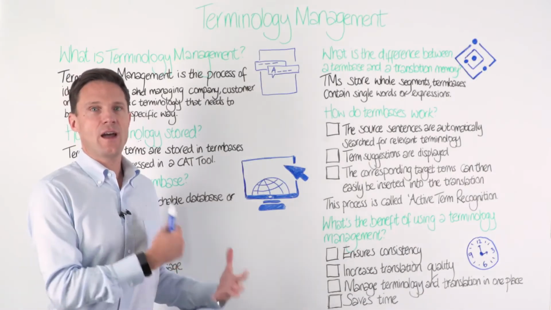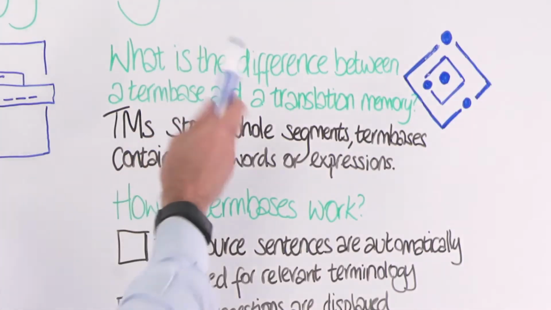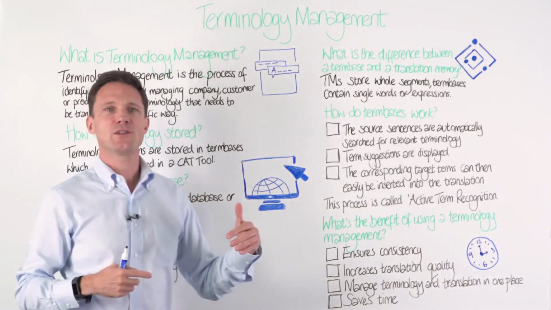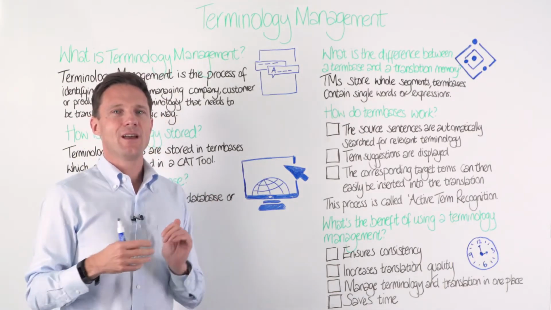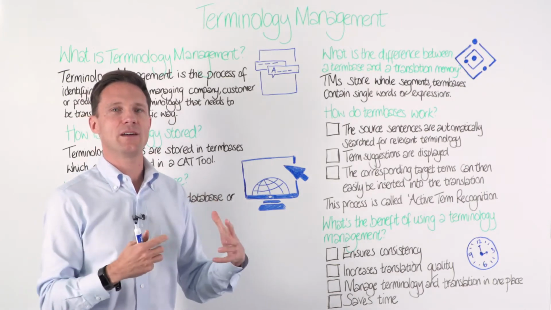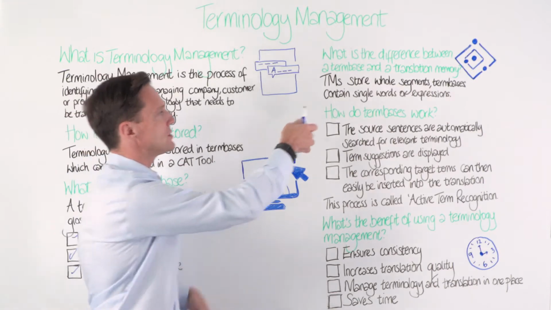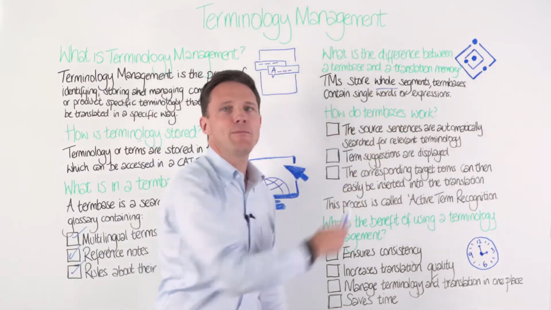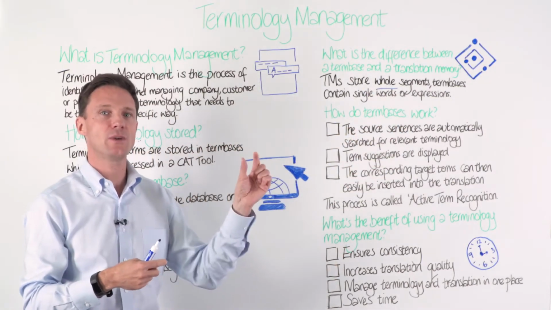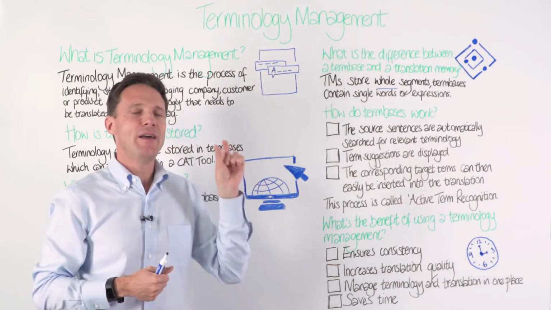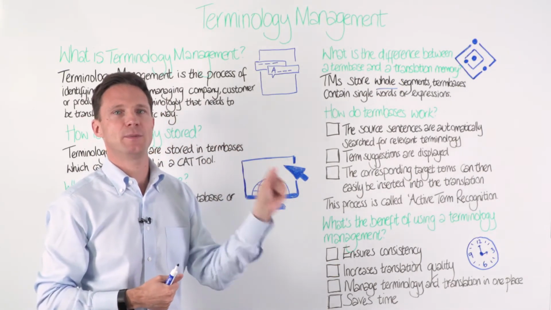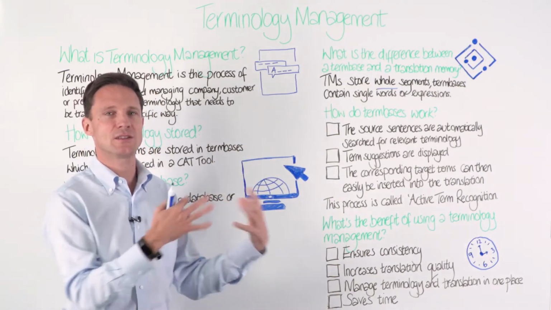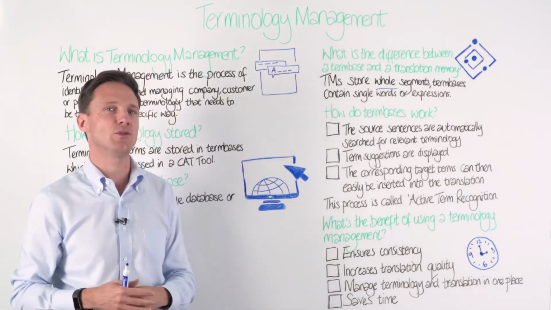One question that often gets asked is, what is the difference between the term base and a translation memory? There are other videos on CAT tools and translation memory, and all of these work together. But translation memory stores whole sentences or even paragraphs, whereas a term base typically is made up of single words or short expressions, and they have to be translated in a very specific, consistent way. So that's the main high-level difference between a translation memory and what goes into a term base.